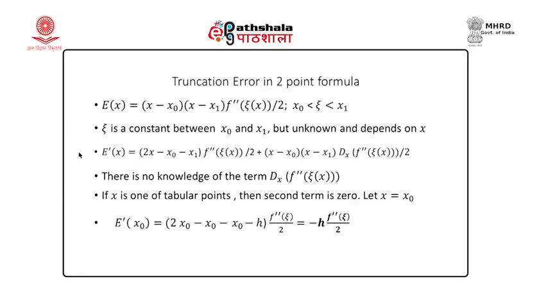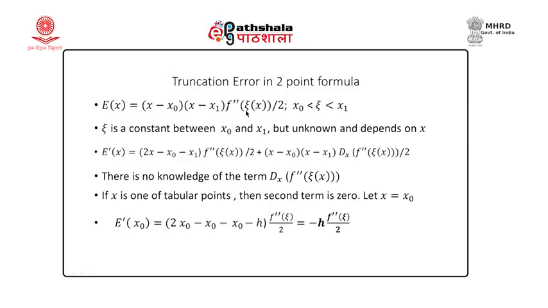So, E(x) is given by x minus x0 into x minus x1. See, in the error term, the first part is the product of x minus the tabular points: x minus x0 into x minus x1 into x minus x2 and so on, and we get the (n+1)th derivative of f. Here there are only x0 and x1, so 2 points. So, the second derivative at the point xi(x), and this divided by 2.